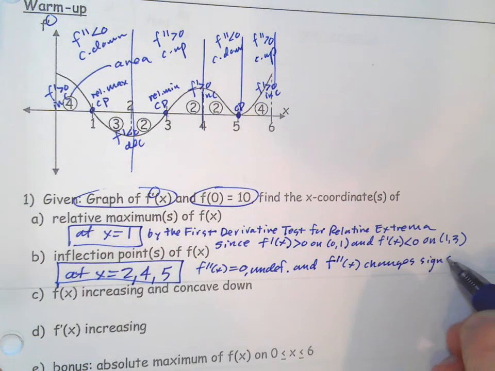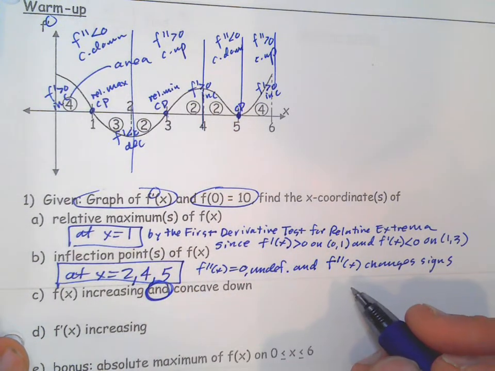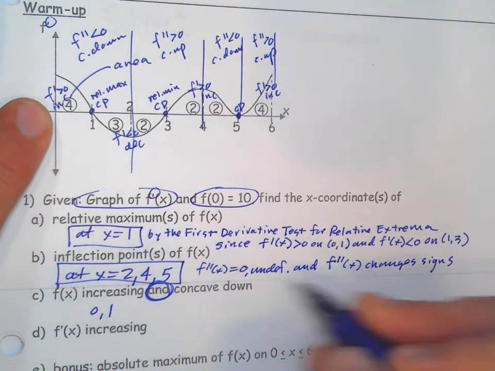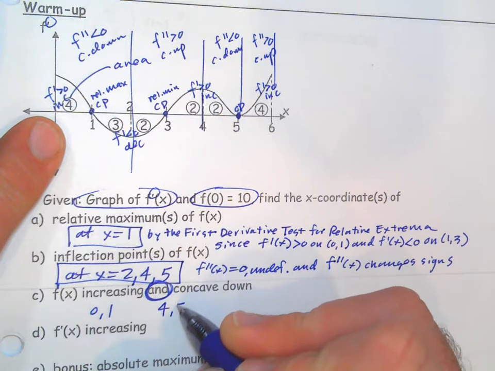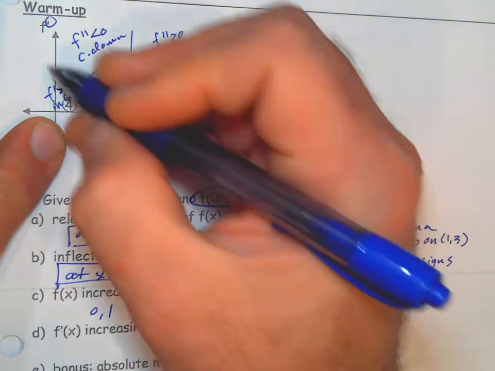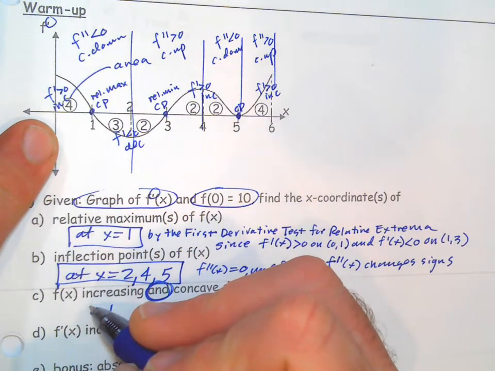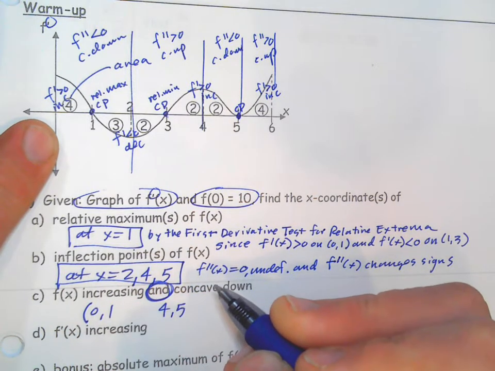Now, increasing and concave down at the same time. Where's it increasing and concave down? Well, I'd say 0 to 1, and then 4 to 5, increasing and concave down. So those two chunks. Should we include the endpoints or not? Do we include the endpoint 0 for concavity? We would include it for increasing, but not concavity. It's got to be able to be included for both.